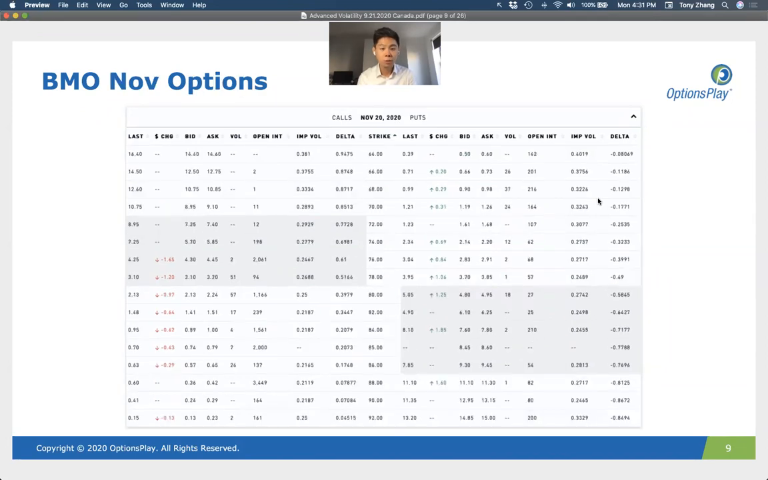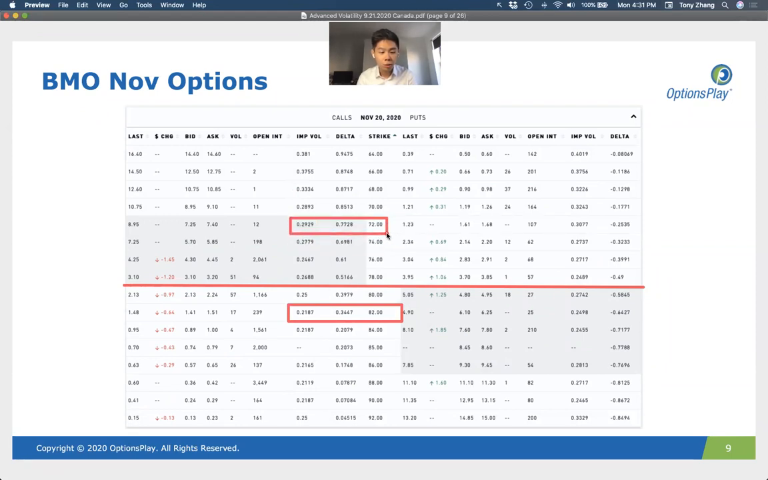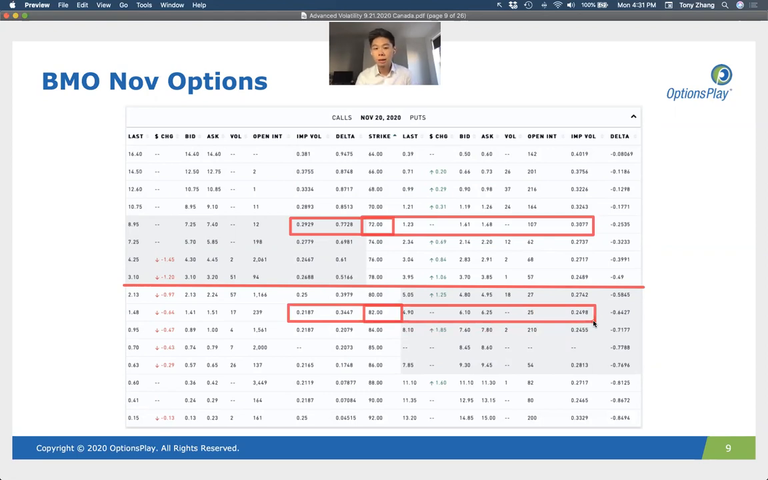And conversely, if we look at the same BMO option chain, but for November expiration, let's do the same call option. Notice how here the $82 call options are 20% vol, 72 call options are 29% vol. 72 puts are 30% vol, and the 82 puts are 24% vol. So you have vol numbers all over the place, and it becomes sometimes difficult to understand how to use it.